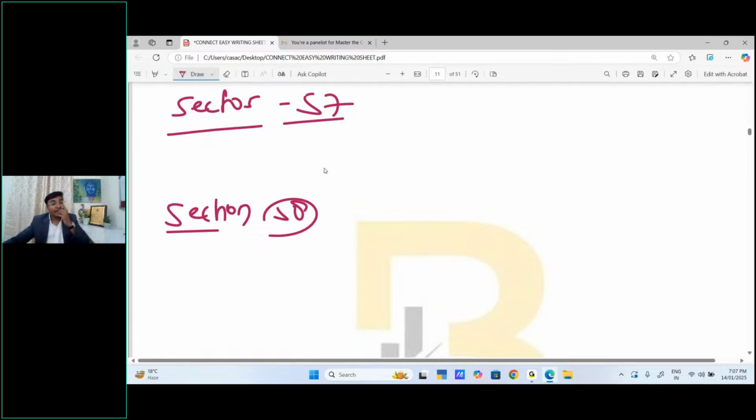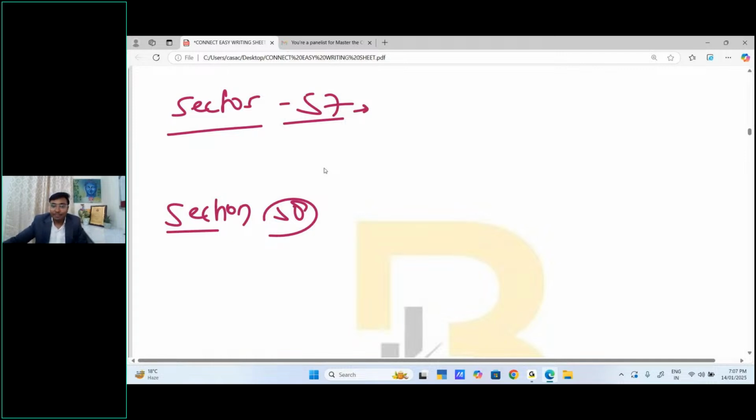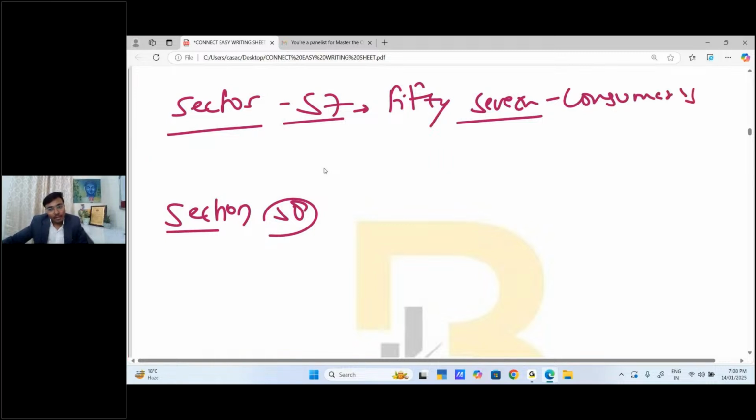So section number 57 is giving you the definition of consumer welfare fund. So you can say consumer welfare fund, section 57, the memory technique is 57 consumers heaven. Consumers heaven, because it is a fund set up for consumers, so it is nothing less than heaven for consumers. So section 57 consumers heaven.